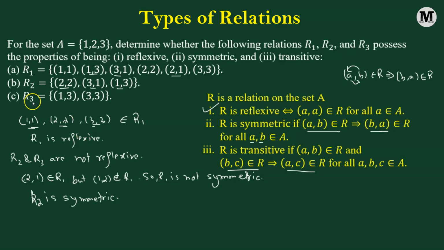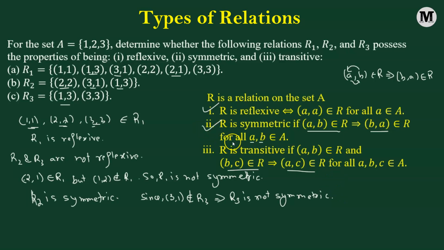What about R3? R3 is not going to be symmetric because 1, 3 is present, whereas 3, 1 is not present. We can say since 3, 1 does not belong to the relation R3, this implies that our relation R3 is not symmetric. This is not a symmetric relation. Fine. And then finally, we're going to check if our relation R is transitive.